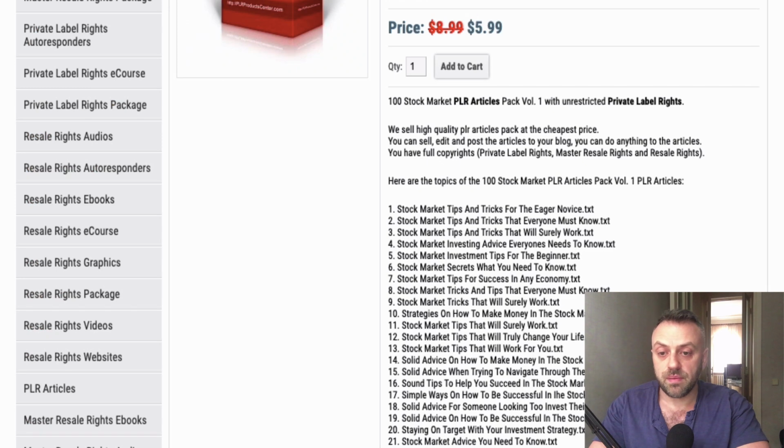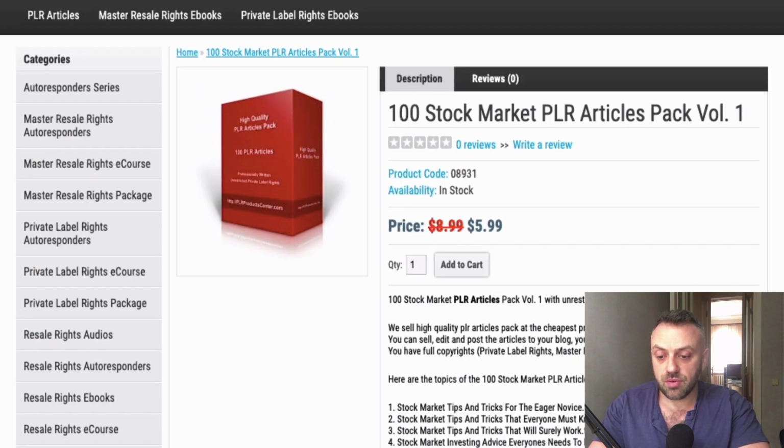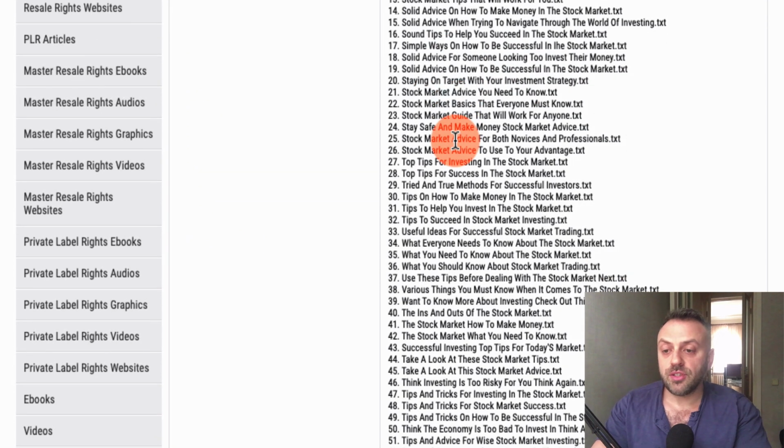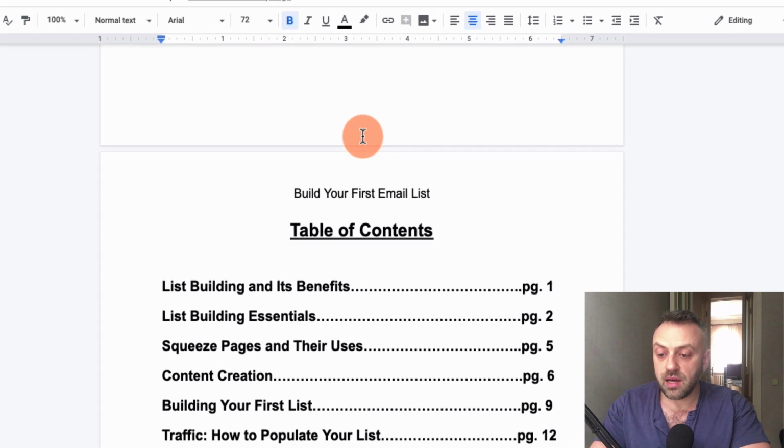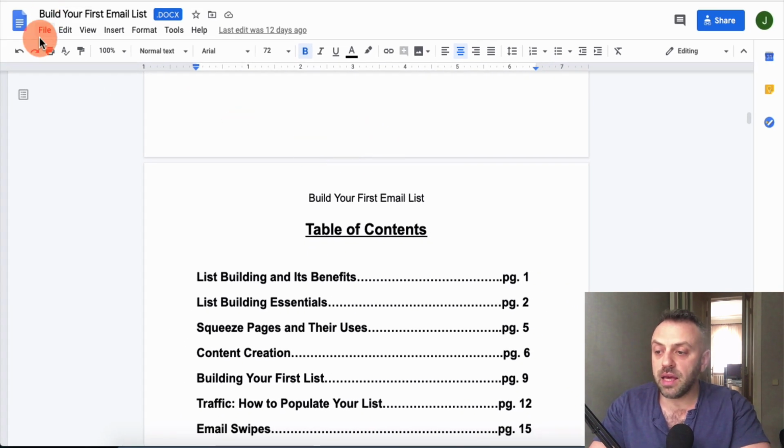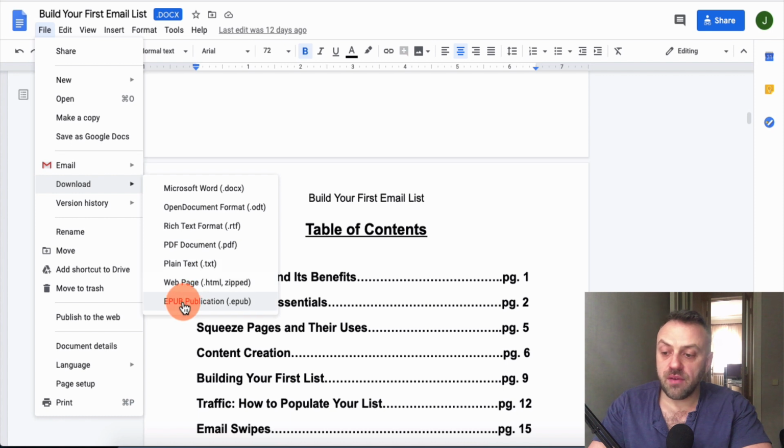Let's take a look at this one real quick. And so, you have a lot of content. And once you create the book, you're going to go into Google Docs. You're going to put all that content. And later on, you're going to download as PDF. You can also download as EPUB as well. Basically, do both of them. You're going to have two files.